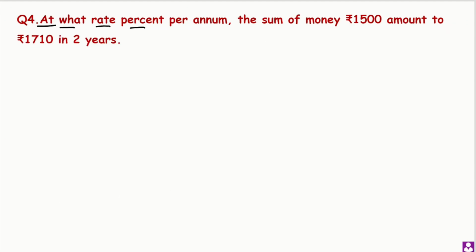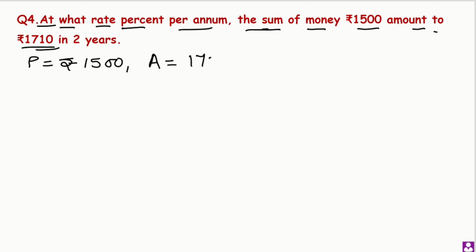So here we have our next problem. At what rate percent per annum will the sum of money 1,500 rupees amount to 1,710 rupees in 2 years? So what is given? Sum of money is given, which is the principal. So P is rupees 1,500, which amounts to this value, that means A is given, 1,710 rupees, in 2 years, meaning T is given, and what rate percent we need to find. So R we need to find here.